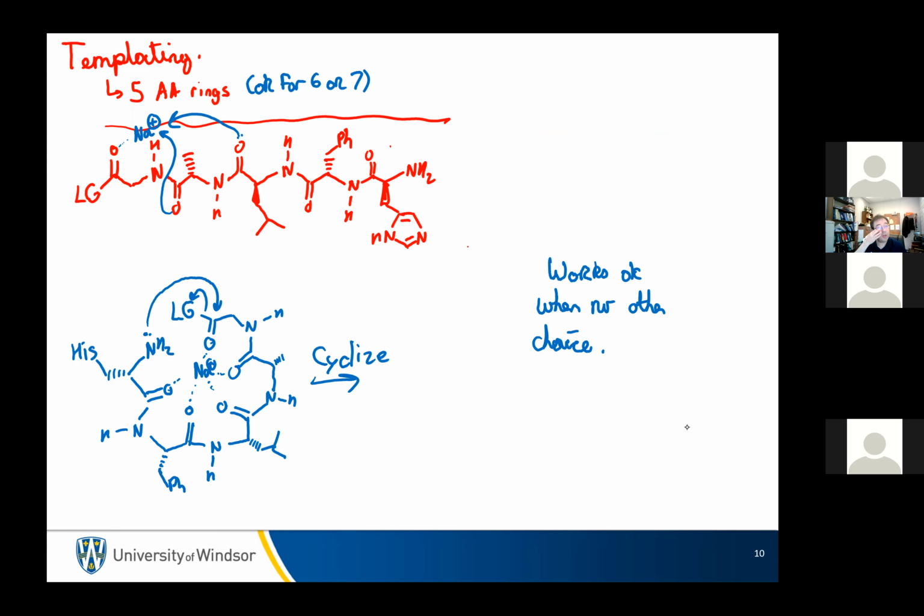The next way we talked about was templating. So if we use a metal, normally sodium, normally 5 amino acids, we can template it because all the carbonyls start wrapping themselves around the sodium, bringing the nitrogen and the leaving group close together. So again, you probably want to combine this with low concentration to avoid oligomerization, but this will work better than not having sodium.